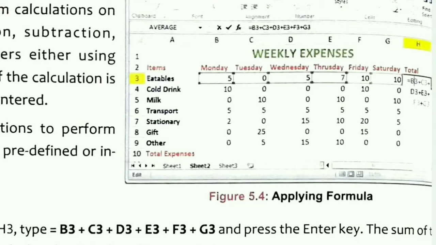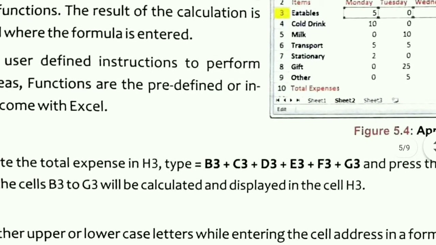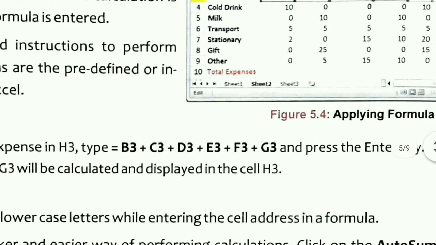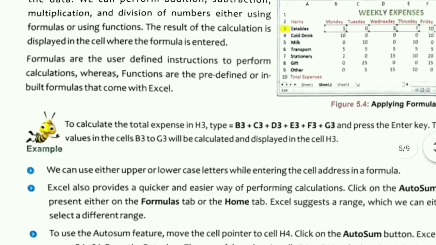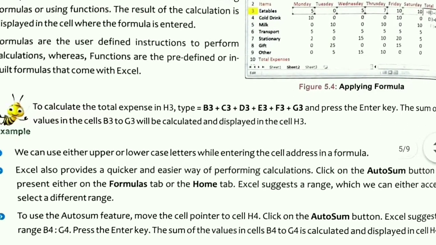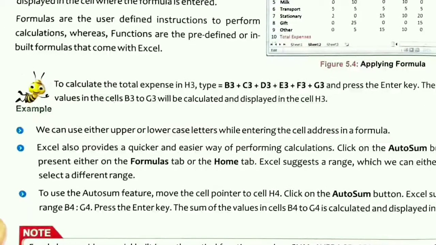In this, you have to write the cell addresses. The first cell address is B3, second is C3, D3, E3, F3, and G3, and among these you have to put the plus sign, and your formula will look like this: equal to B3 plus C3 plus D3 till G3. And now press the enter key. The sum of the values will be shown in the cell. We can use either upper or lowercase letters while entering the cell address in a formula.